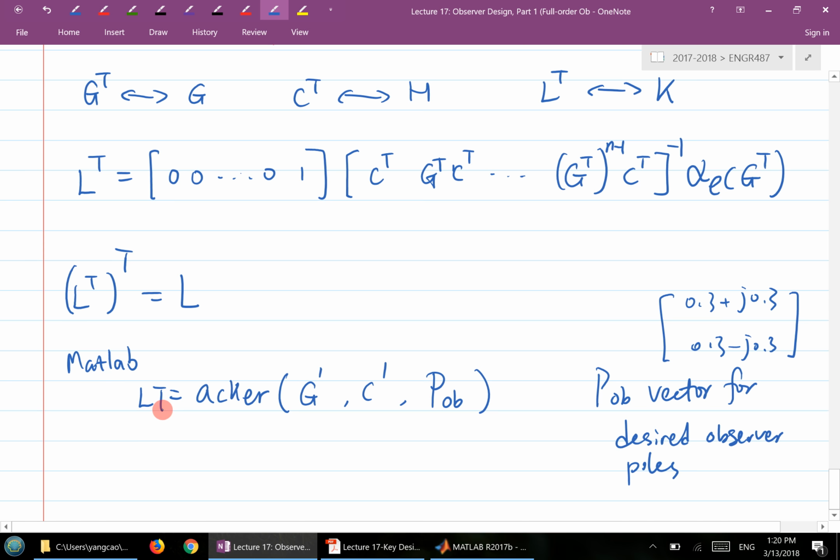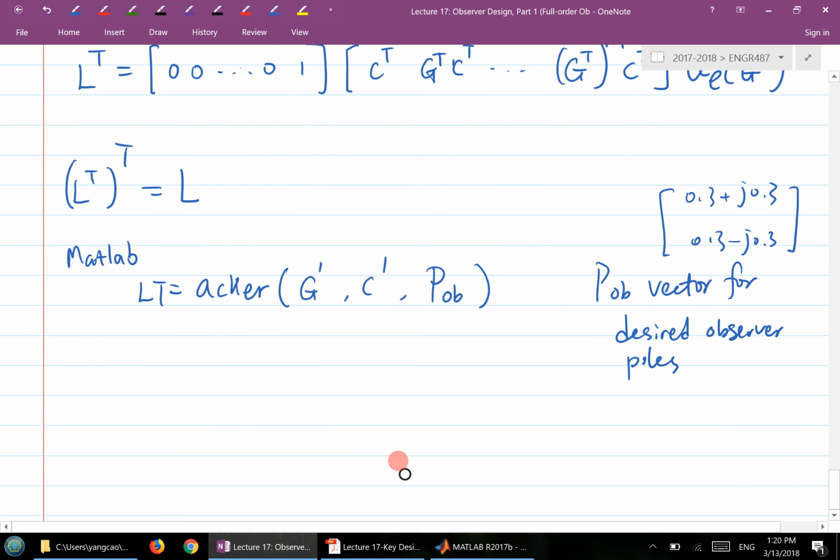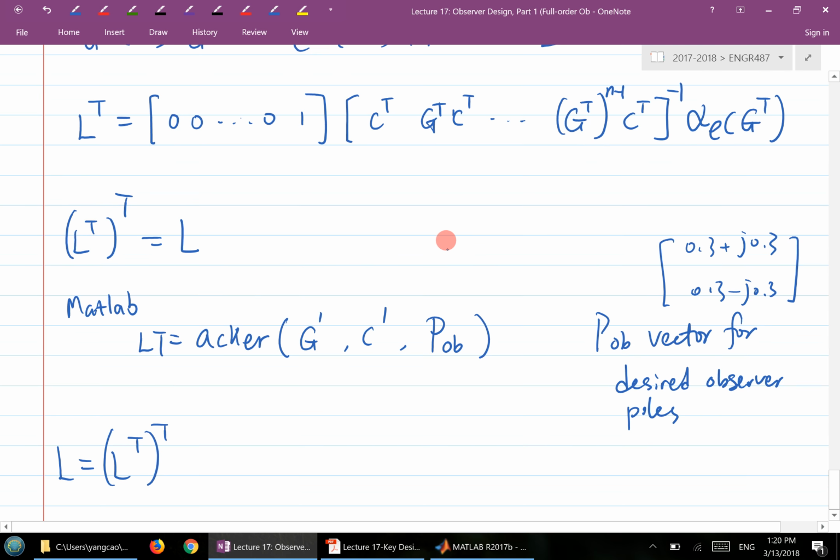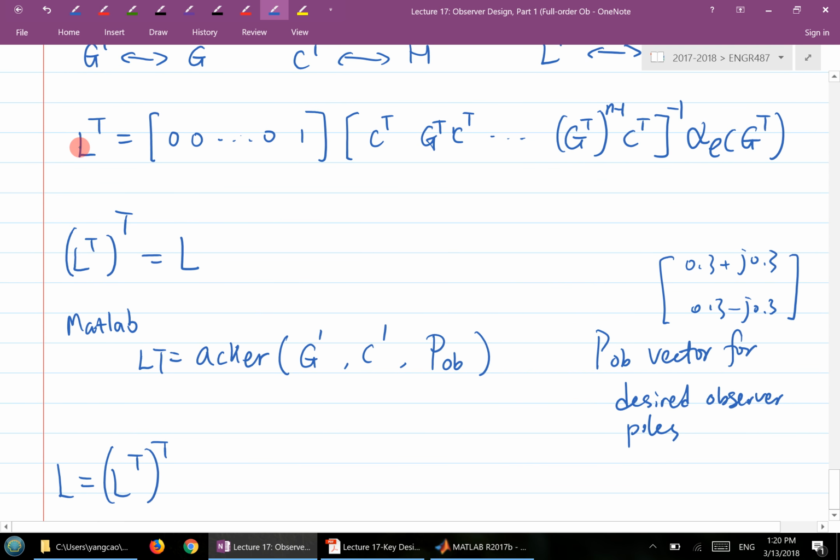Is that good? Yeah. If you do hand calculation, then of course this is your formula for hand calculating L transpose. But you can use linear algebra operations to further simplify that, because we know that L is the transpose of L transpose. So L is the transpose of all the left side here. Okay, that seems to be too much, but it's actually not too bad.